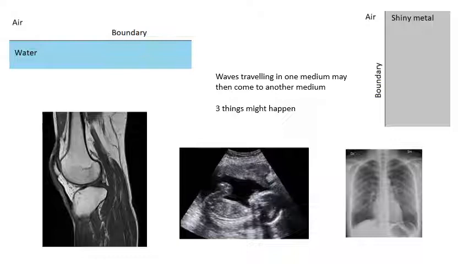We have on the left, that's somebody's kneecap. I believe that's an MRI scan. We have the ultrasound. There's a lot of reflection going on there. And we have the X-ray, the chest X-ray. Not so much reflection, but a lot of absorption going on there.